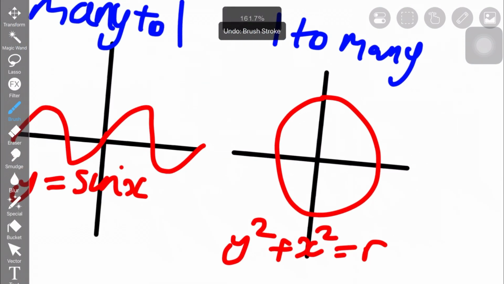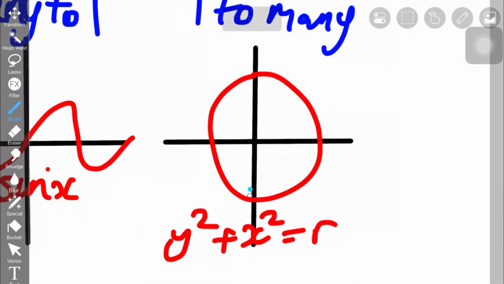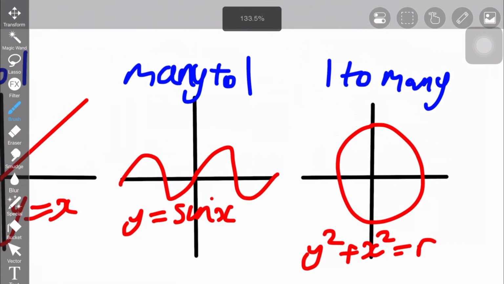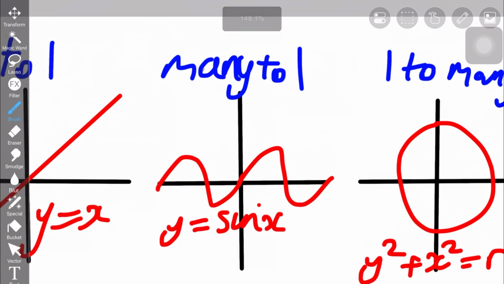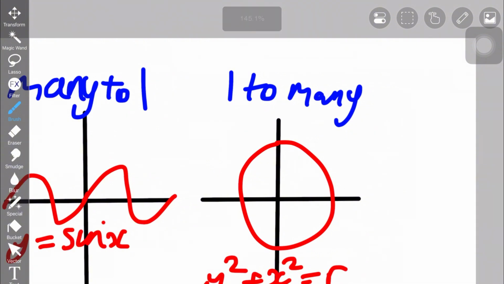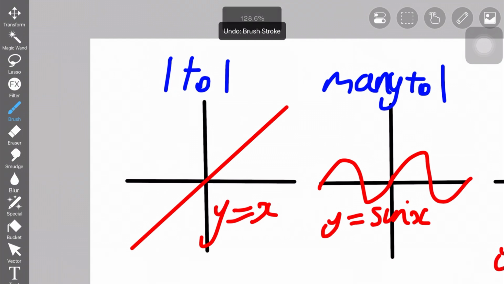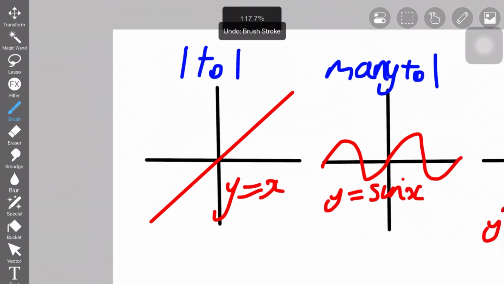So now we have one-to-many, that's where one input can produce many outputs. Okay, so this measures relative to an input, how many outputs are produced. Many-to-one means many inputs produce the same output. One-to-many means one input can produce many outputs. And one-to-one means one input produces one output exactly.